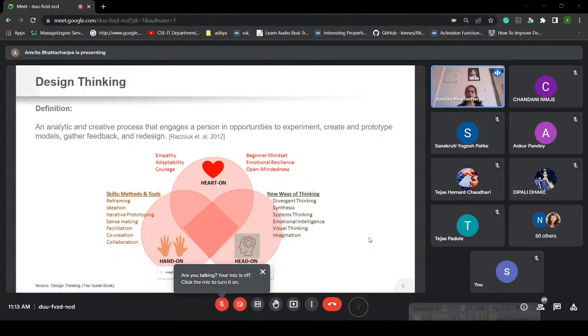It's a process that helps people who are designing to follow certain paths and methodologies based on the need of that particular context. Any design is very context specific, so before starting any design, we need the help of design thinking. Design thinking has three kinds of approach, and these approaches need to be taken together. One is the heart-on approach, another is head-on, and the other is the hand-on approach. The heart-on approach means that we try to empathize with the users.